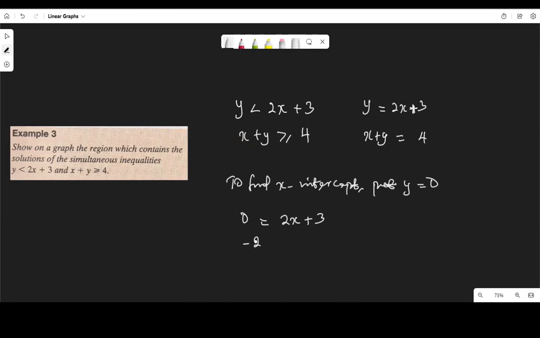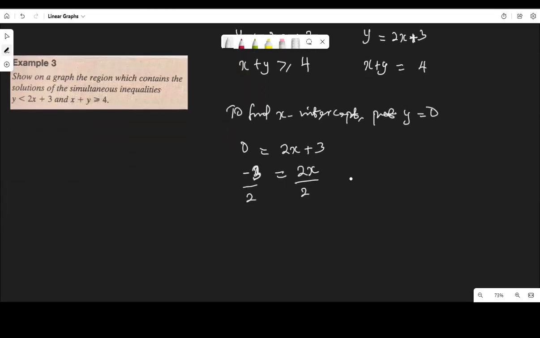-2x and -3. I'm moving 3 here rather. -3 is equal to 2x. Divide both sides by 2, meaning x is equal to -3/2, which is -1.5.